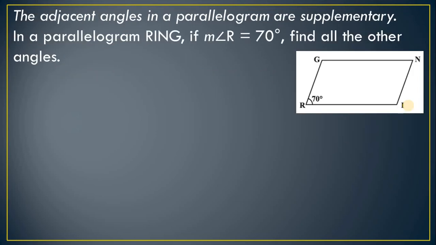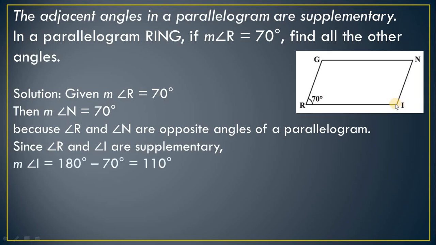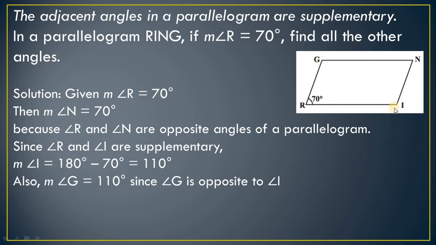And adjacent angles we will see now. Here the angle of R is 70, so you can say the angle of N will be 70 because of opposite angles. And this R and I, they are supplementary. Supplementary means the addition is 180. So here it is 70, so which value will we add to make it 180? Definitely 110. So I will be 110. And the same way you can calculate G also. G is opposite I, so it is also 110 because of opposite angles.